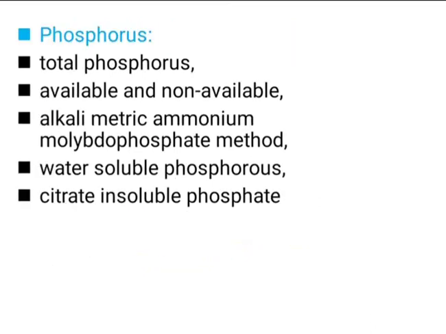And our next element is phosphorus. Here total phosphorus is determined. Then available and non-available phosphorus can be determined. Then the alkalimetric ammonium molybdophosphate method is there to find out the amount of phosphorus quantitatively. Then water soluble phosphates are there and the citrate insoluble phosphates are there. So various methods are there to determine the amount of phosphorus or the amount of phosphate.